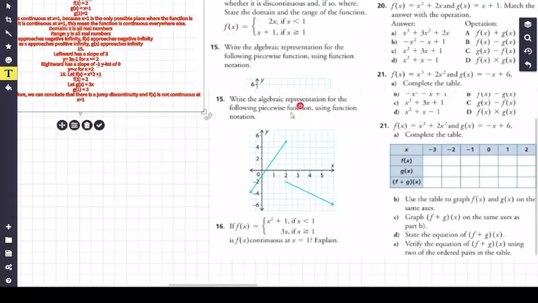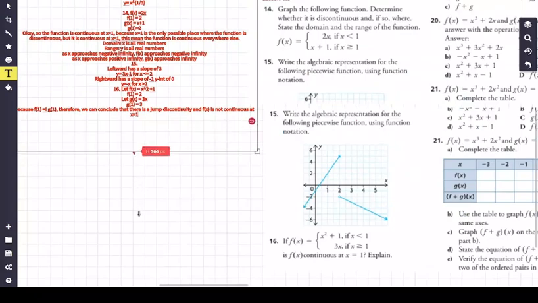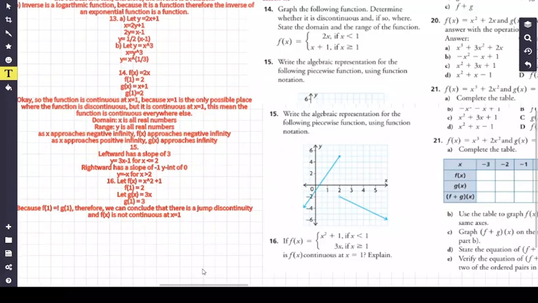I'll also enlarge this, so if you guys need, you can take a picture of this. Just enlarge that a little bit. Okay, hopefully that's big enough.